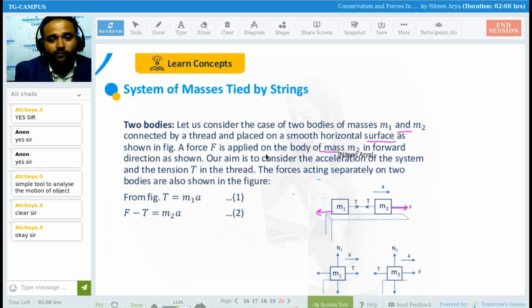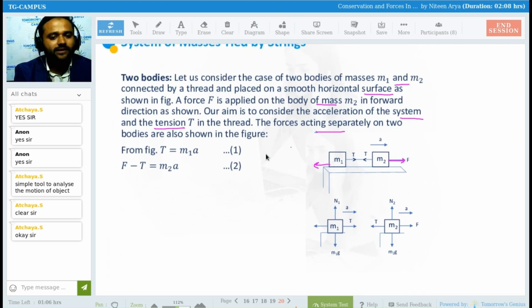A force F is applied on the body of mass m2 in the forward direction. Clear enough? Our aim is to find the acceleration of the system and the tension T in the thread. The forces acting separately on the two bodies are also shown in the figure. Our aim is to find the tension force and the different forces on this two mass system. Clear, everyone? So that is all about the FBD, free body diagram.